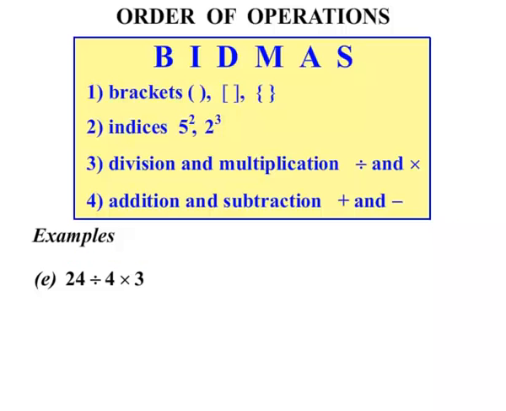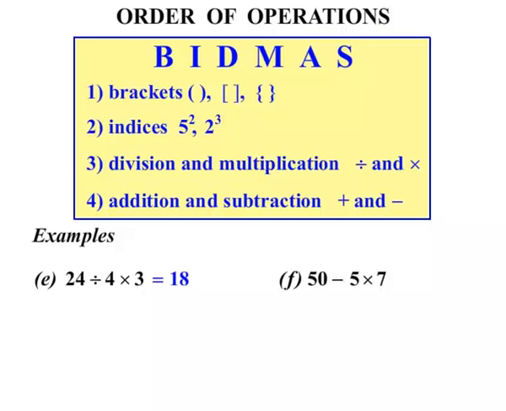The next one, 24 divided by 4 times 3. We've got a division and a multiplication. From our list, there's the division, there's the multiplication. They're on the same line, so we work from left to right. 24 divided by 4 is 6 so far, and then 6 times 3 equals 18.